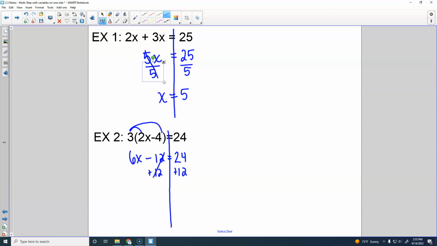Oh, I forgot to ask her the second step. Second step is to combine like terms on each side. Did we have any like terms to combine on each side? We didn't here, so we just move on to solving. So we'll get 6x equals 36. What's our last step? Divide by 6. So x will equal 6 for this one. Okay, questions?